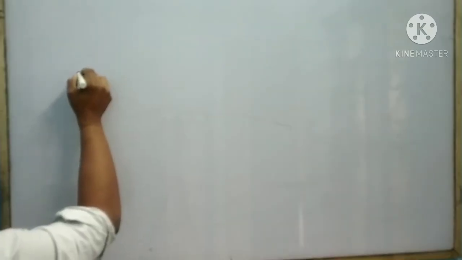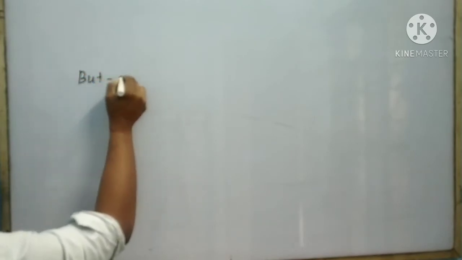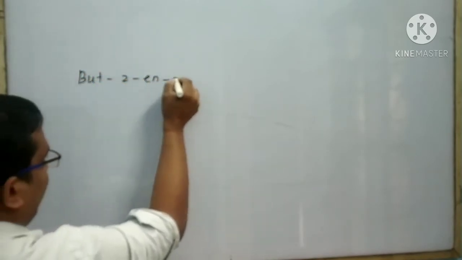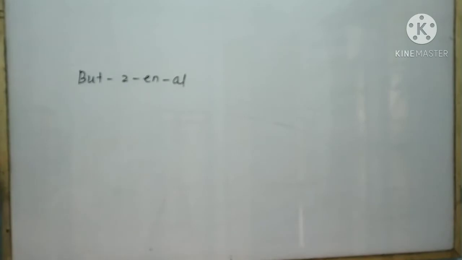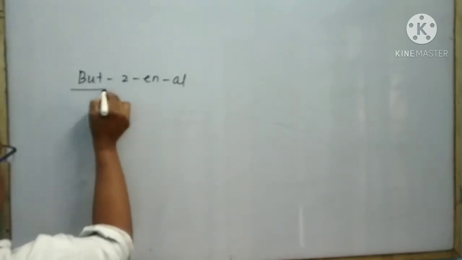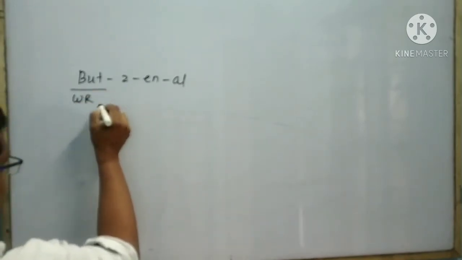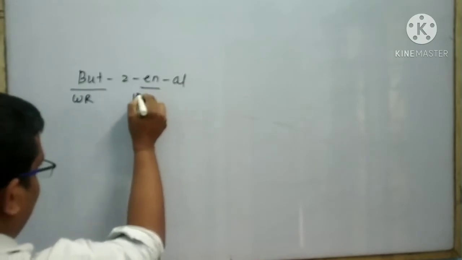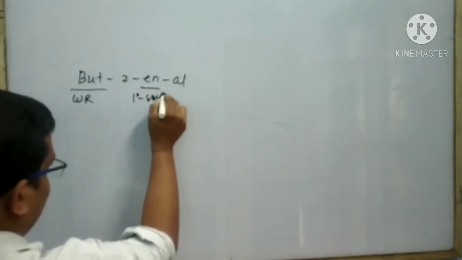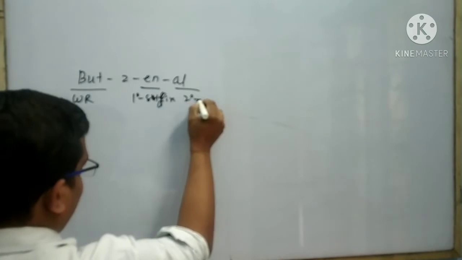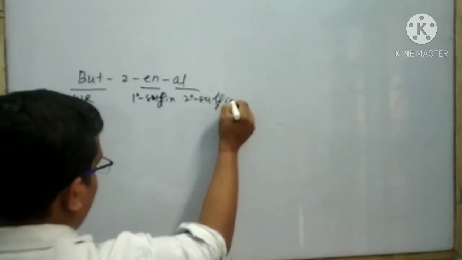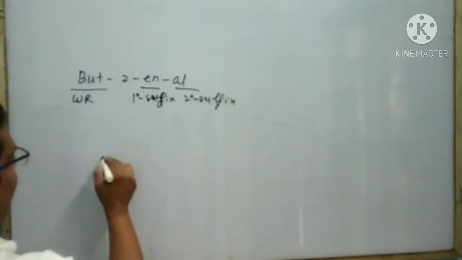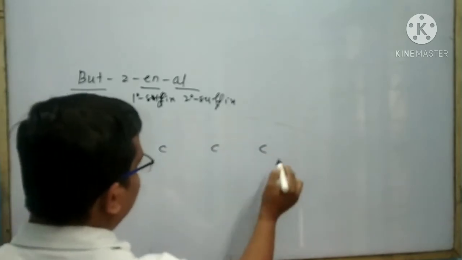Suppose take another organic compound, but-2-en-1-al. Look at that, your word root is but. This is your primary suffix. This is your secondary suffix. From the word root I can write 4 carbon atoms like this.